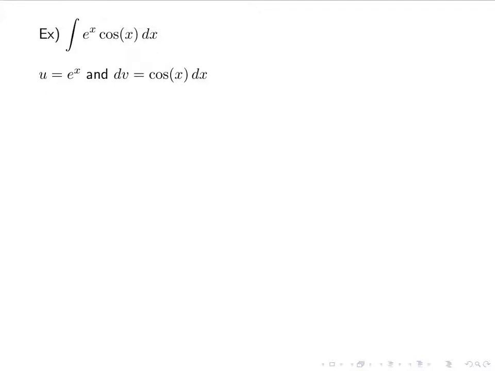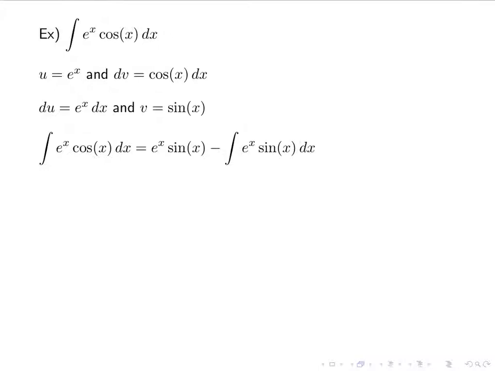I'm going to differentiate u, and I'm going to get the exact same thing. I'm going to get e to the x, but I'll also have a dx. And then I'll integrate cosine of x, and I'll get sine x. So this step should be fairly nice, should be easy. Now I'm going to plug it into the equation. uv minus v du is this guy over here.